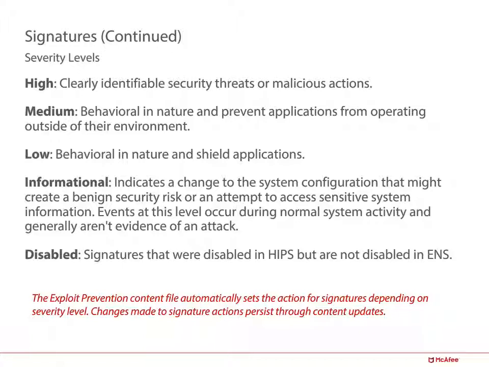We have a list of signatures that were disabled. These signatures were the ones that were disabled in host intrusion prevention, but they are not disabled in ENS. Now, the exploit prevention content file that automatically gets updated, I want to remind you that it sets the action for the signatures depending on the severity level, and you can go in and make those changes if you want to. But any of the changes you make will persist through any content updates. So a content update will not change a behavior if you select to block a medium or you select to not block the medium. It will not make that change.